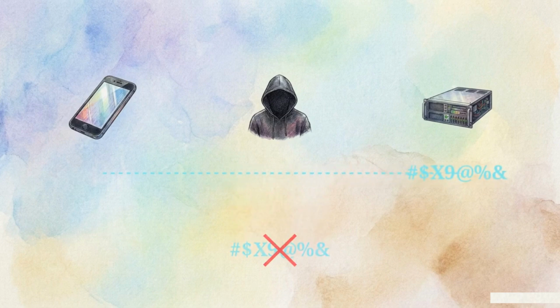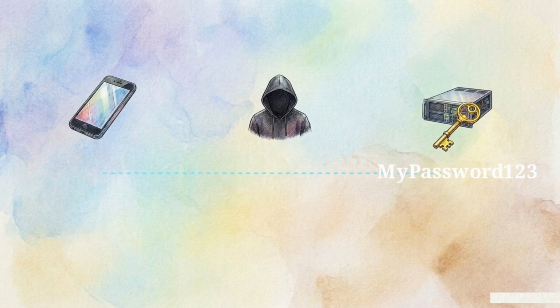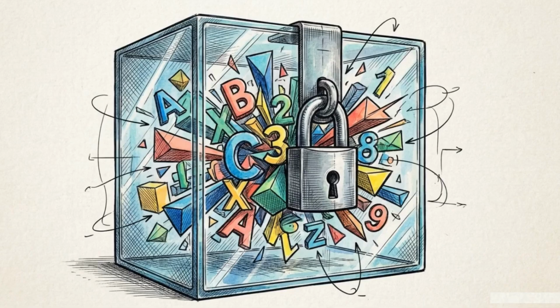This process is reversed through decryption. The intended bank server receives the noise and uses its unique key to instantly revert the characters back to the original password. Encryption acts as a temporary state of chaos, locking the information into an unreadable format solely for the duration of its dangerous journey.